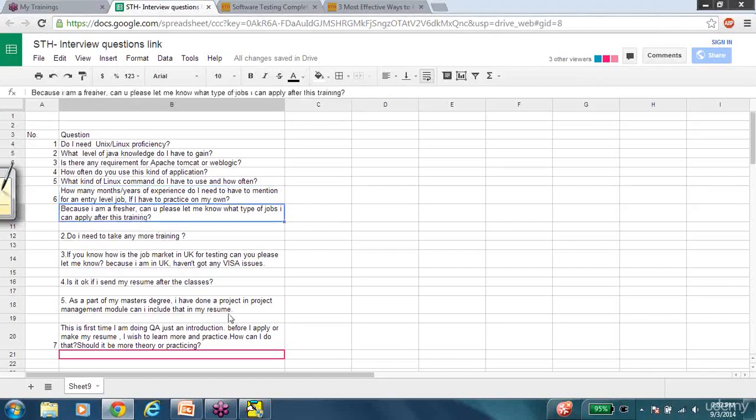Can you please let me know what type of jobs I can apply for after this training? So you can apply for a manual tester, functional tester, or a junior tester, all of these roles. So to be a successful manual tester, anything that uses the skills that you have learned in this class, you can definitely apply for those jobs.